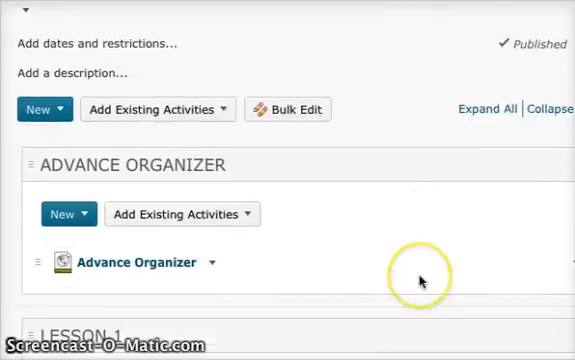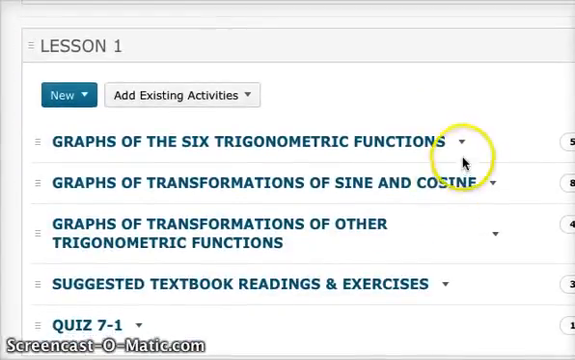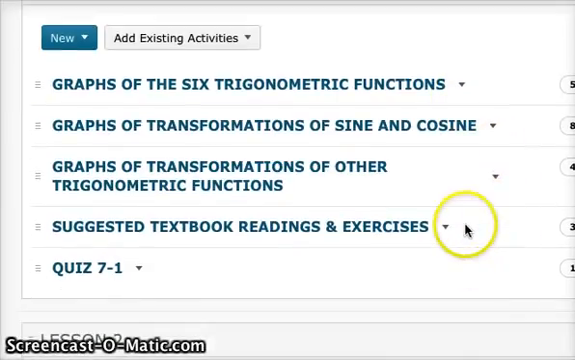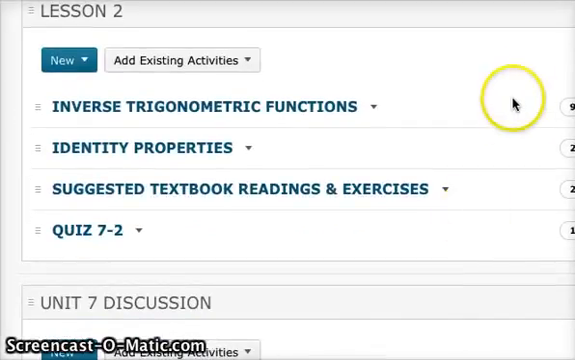Okay, let's get right to it. Of course, you got your outline. All right, lesson 1. We're talking about graphing the trig functions. Don't forget the sine and the cosine are the basics. Again, references to your textbook. You got a quiz. Here is where we talk about inverse trig functions. Very important idea.